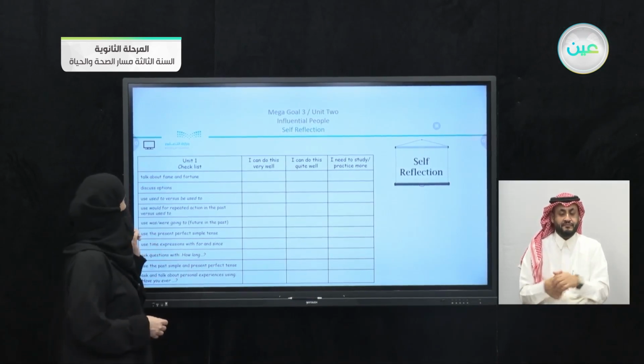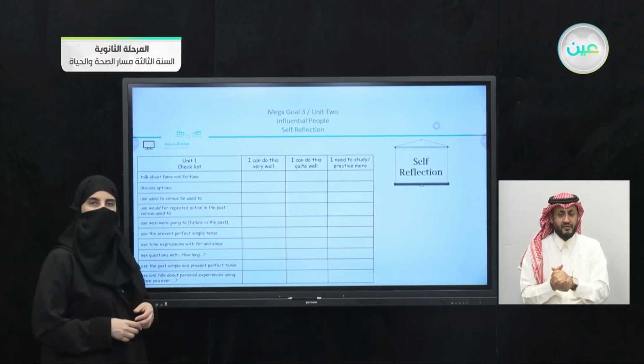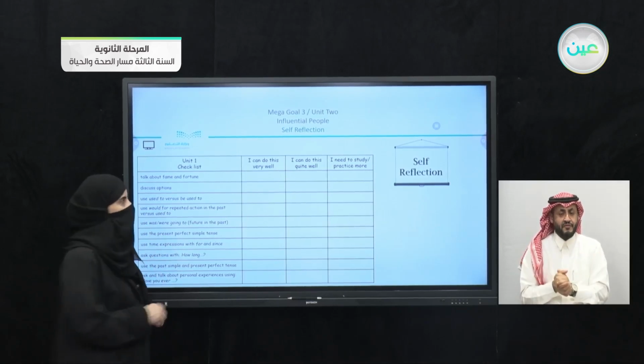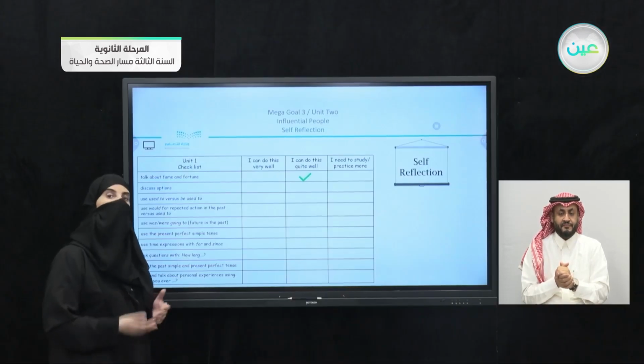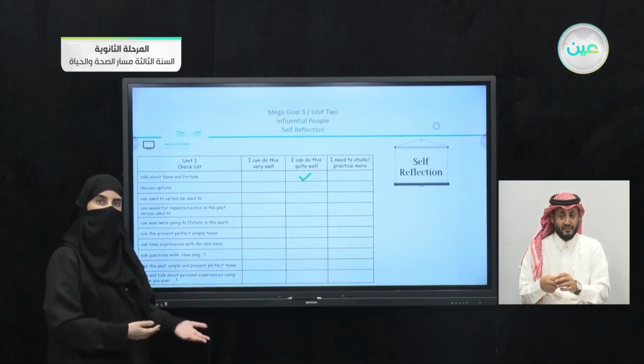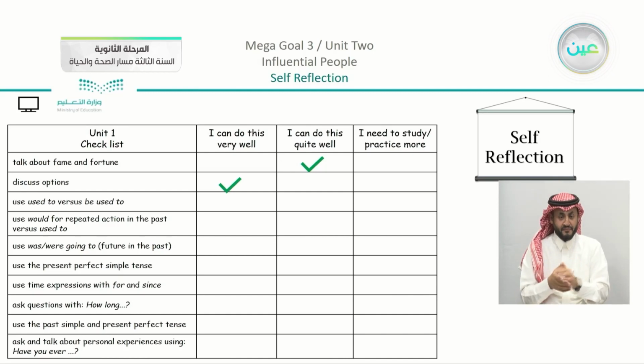So number 1, we have here talk about fame and fortune. Can you talk about fame and fortune? So you can just evaluate yourself. We have discuss options also. Now, discussing options, the ones that we took in the conversation, are you able to use these discussion options? So we have here, yes, I can do that very well.